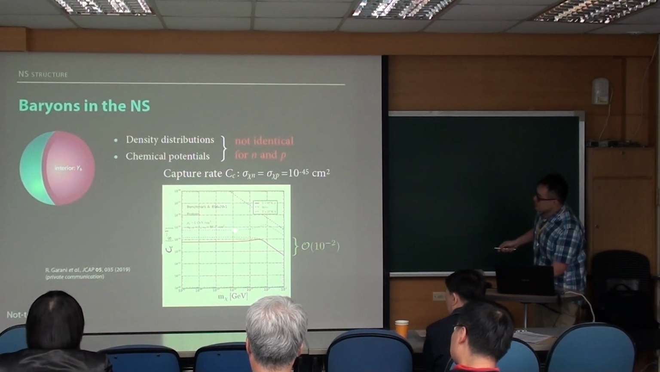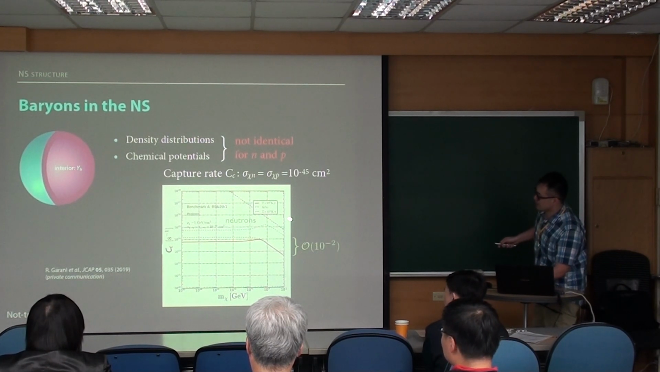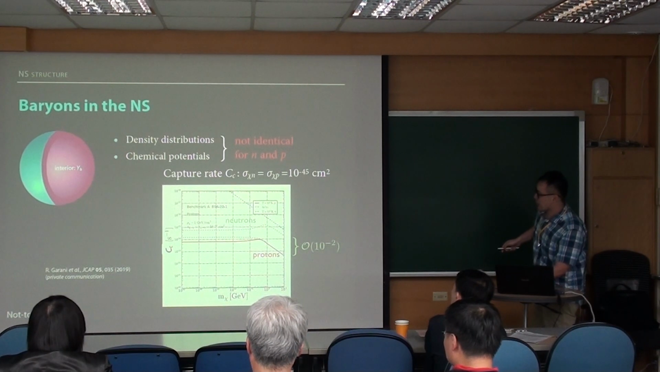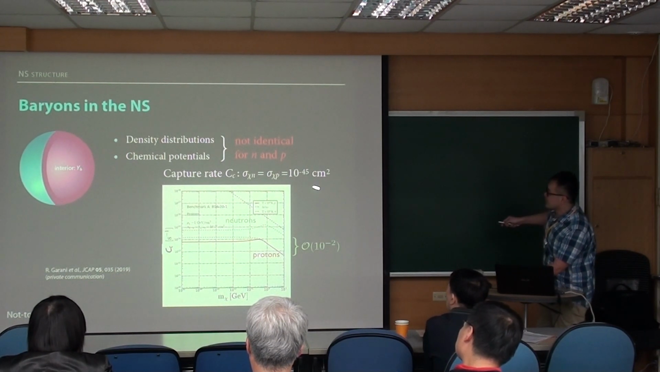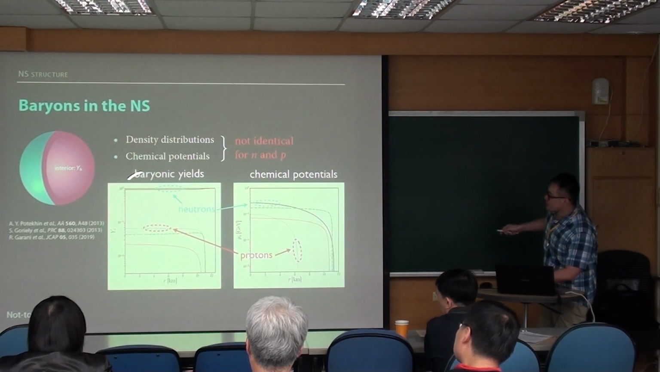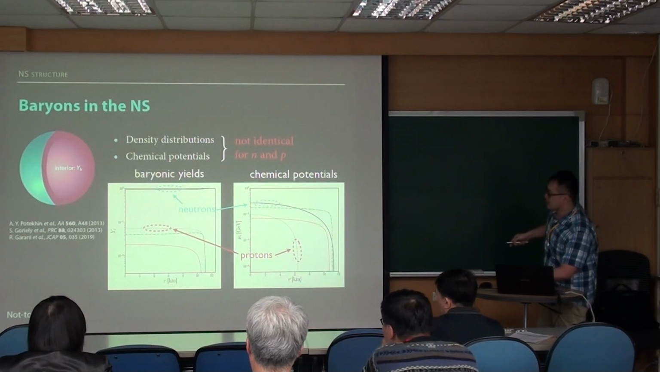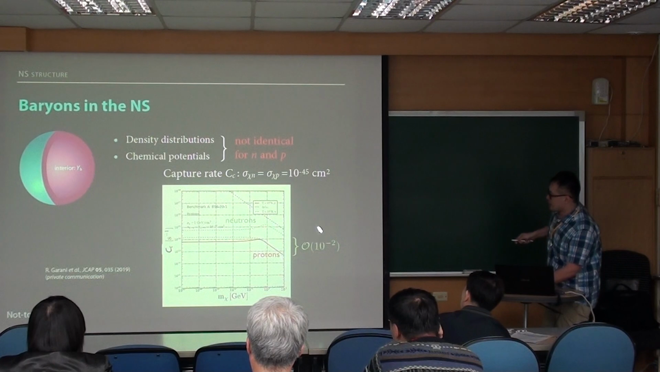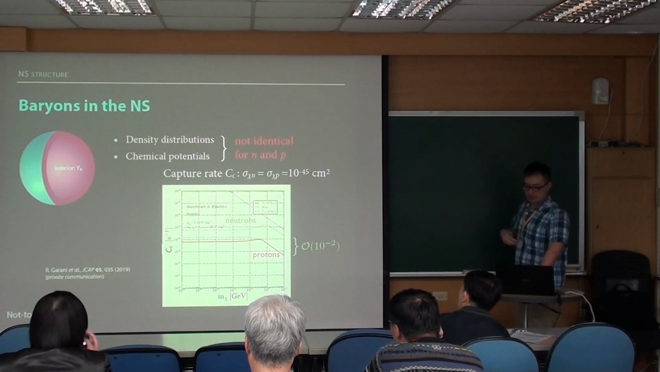So the green dashed line here describes the neutron capture rate of dark matter, and this red solid line describes the proton capture rate of dark matter. You can see that if these two interactions are identical, the neutron rate is much larger than the proton rate, so the capture of dark matter inside the neutron star is mostly due to the neutron capture rate. There is almost two orders of magnitude difference.